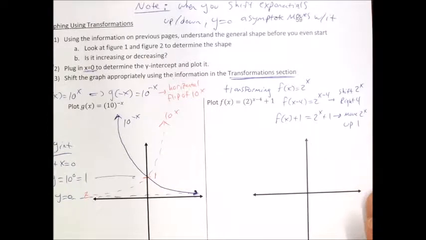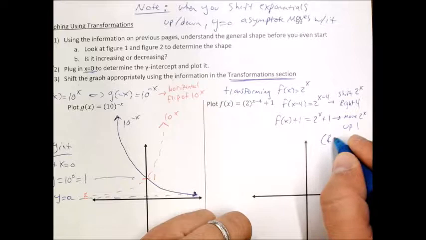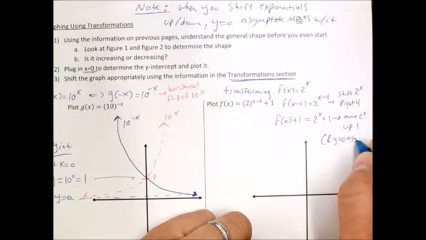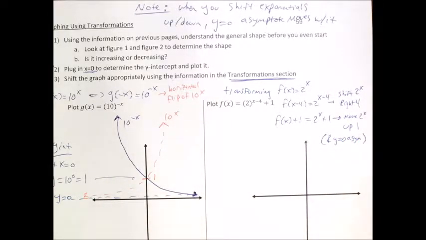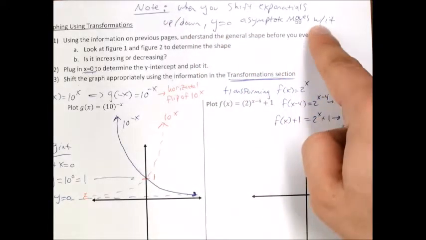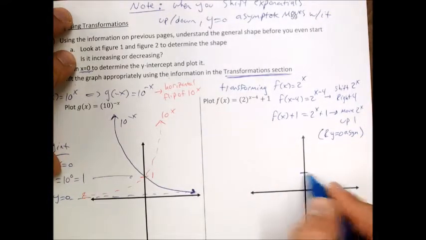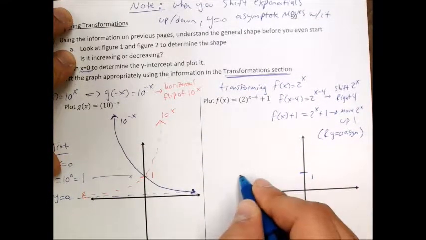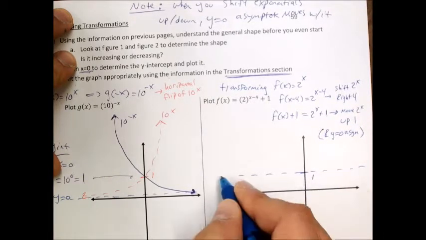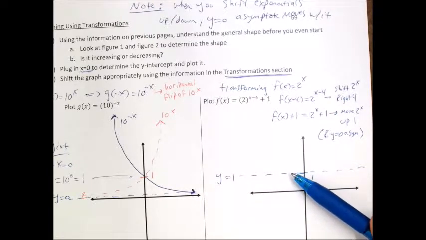And what I really want to point out, I almost don't have room to write it in here, but I'm going to do it anyway. Really important: the y equals 0 asymptote moves up with it. Since we moved it up 1, that's what this note's about. When you shift an exponential up or down, you've got to move the asymptote with it. So I'm just going to do that before I do anything else. I'm going to draw in my new asymptote at y equals 1. So whatever I draw, it's going to get close to that asymptote as we go.